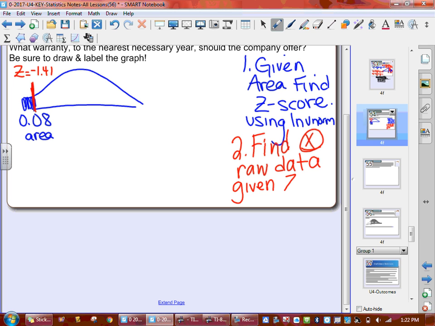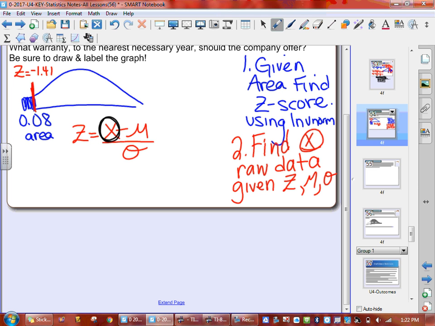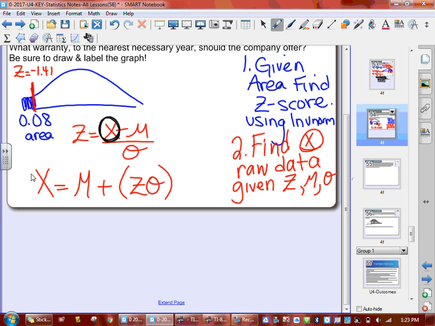So we're going to rearrange our Z-score formula so that we can find the x. Our z-score formula is x minus mean divided by standard deviation. I need to find this original x number. That's going to tell me how many years I need to set my warranty at. That's what it's looking for. So now, when I rearrange the formula, it becomes this: x equals the mean plus z-score times standard deviation. Now I'm going to input my numbers into where they belong: mean, z-score, standard deviation. And then we're going to do the math.